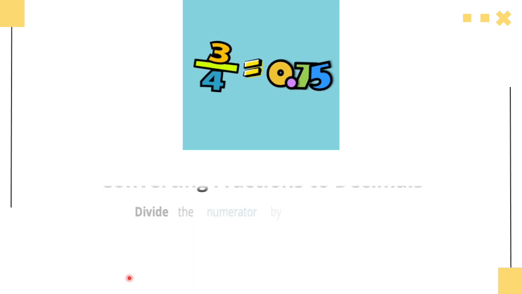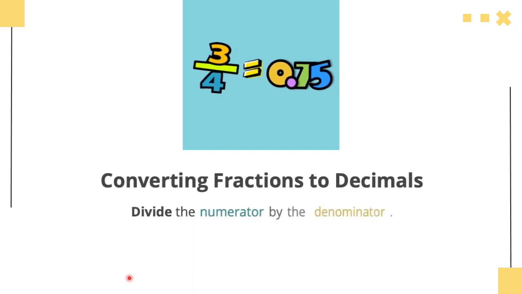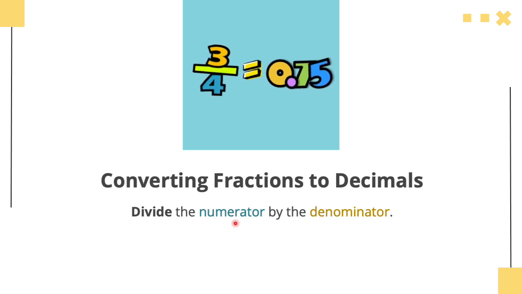So, in converting fractions to decimals, simple lang ang rule. We just need to divide the numerator by the denominator. Okay, so to understand this further, let's have examples.